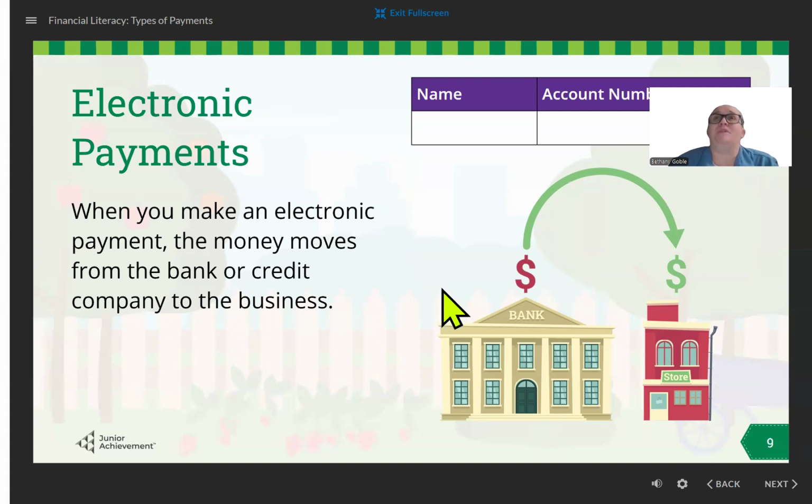So, an electronic payment. This is where I have linked direct deposit. So, when I get paid for Chick-fil-A schools, it just sends it to my bank, right? I don't have to do anything. It just sends it to my bank.